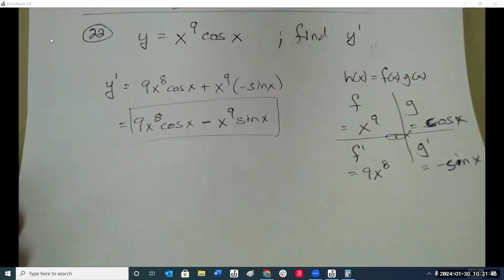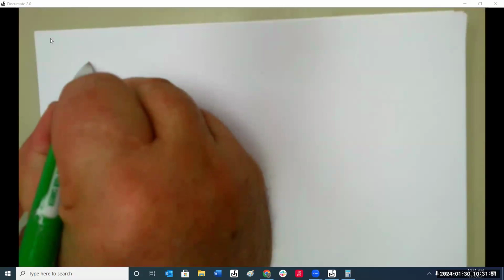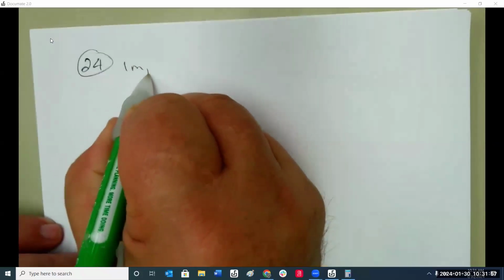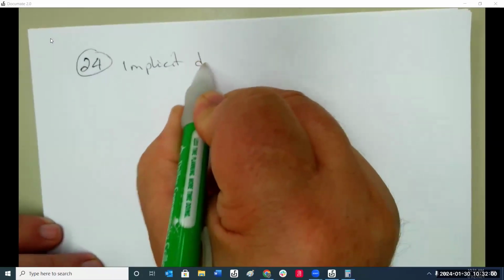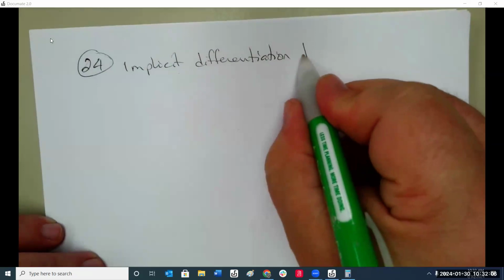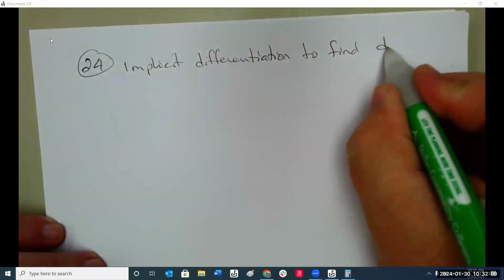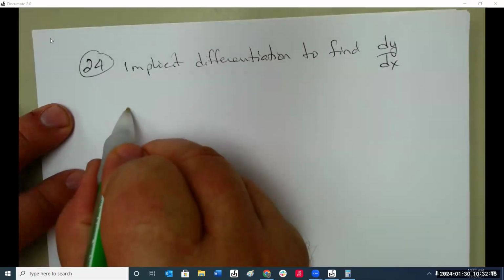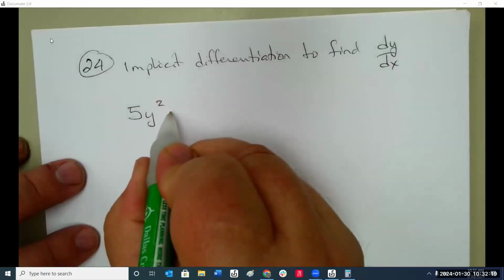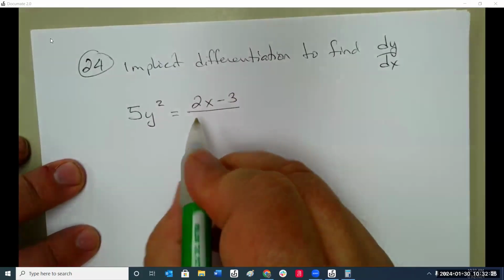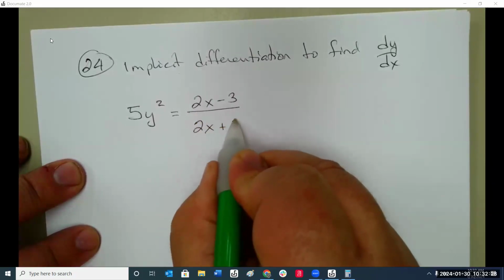Number 24. Use implicit differentiation to find dy dx. 5y squared equals (2x minus 3) over (2x plus 3).